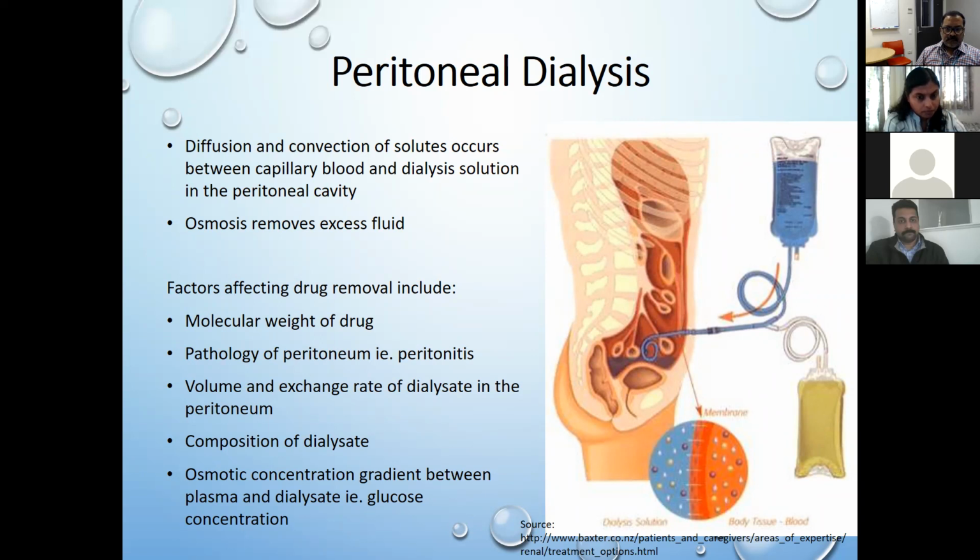But the factors affecting drug removal by this process include, again, the molecular weight of the drug, the health of the peritoneum membrane, volume and exchange rate of dialysate in the peritoneum. Some of your automated peritoneal dialysis can change that. Also the composition of your dialysate, and the osmotic concentration gradient between the plasma and dialysate. Higher glucose concentrations cause a higher removal of fluid and sometimes the solutes which get dragged with it.